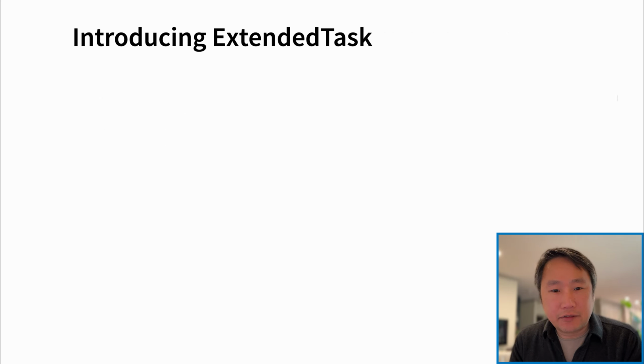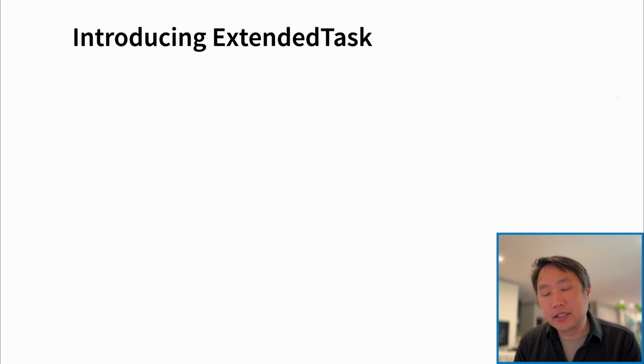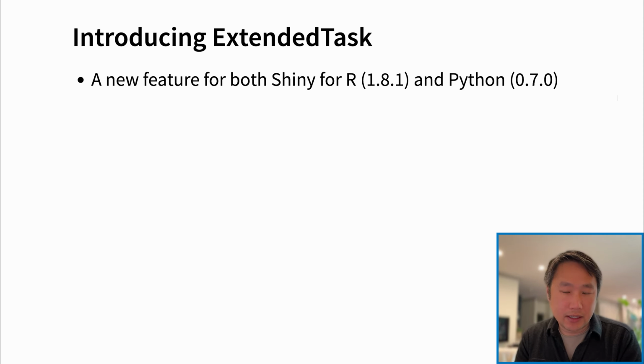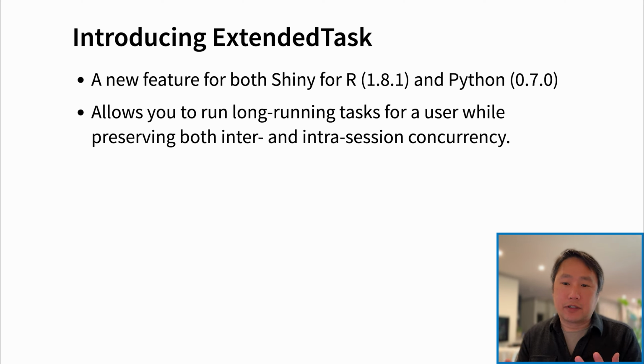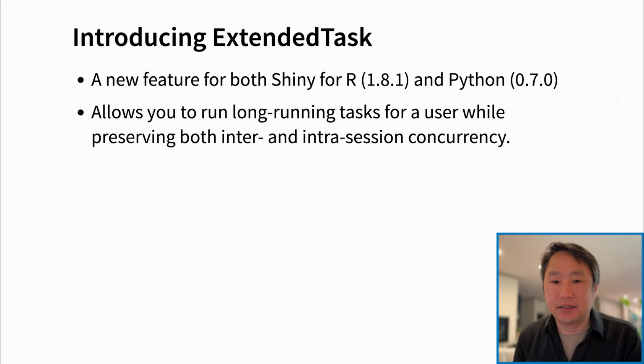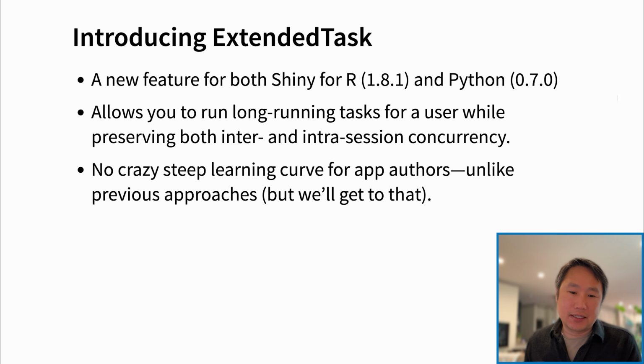With the latest version of Shiny, we have now introduced a feature called Extended Task that will make this experience much, much nicer for your end users. This is a new feature in Shiny for R version 1.8.1 and Shiny for Python 0.7.0. And both of those versions were released in the first quarter of 2024. Extended Task allows you to run long-running tasks for a user while preserving this inter and intra-session concurrency, which is exactly what we want.